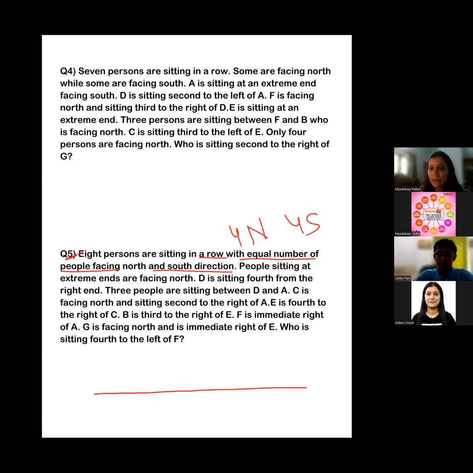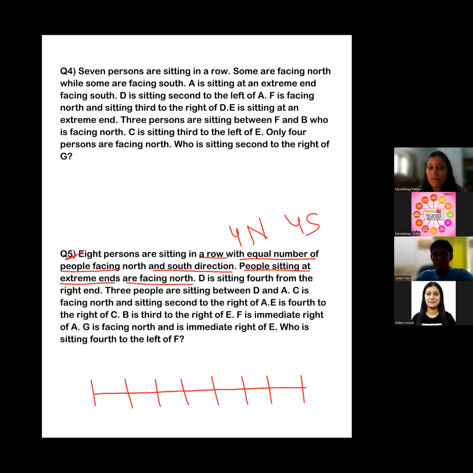So 8 persons are there. Let us first draw 8 places. 1, 2, 3, 4. 8 places we have drawn. Some are facing north, some are facing south. So right now we cannot draw arrows in any direction because the direction is not fixed. Now, let's start by looking at the conditions. First condition is people sitting at extreme ends are facing north direction.